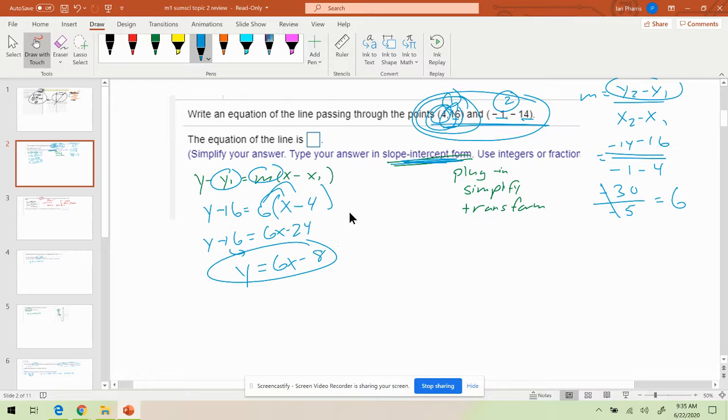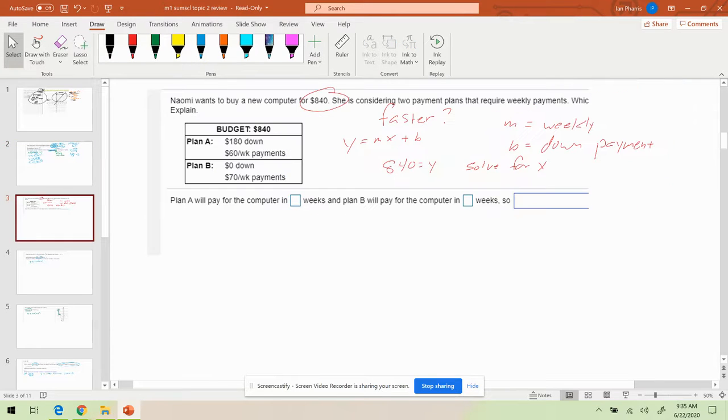Okay, let's do that same kind of concept again, but this time with a word problem. So they want to know, she's trying to buy a new computer for $840. Which one of these payment plans will get it there faster? We're going to use slope-intercept form because this is a real-life situation. Our m, our slope, is going to be our weekly payments, and our down payment is going to be represented by b. Okay, and we're going to set 840 equal to y and then solve for x.